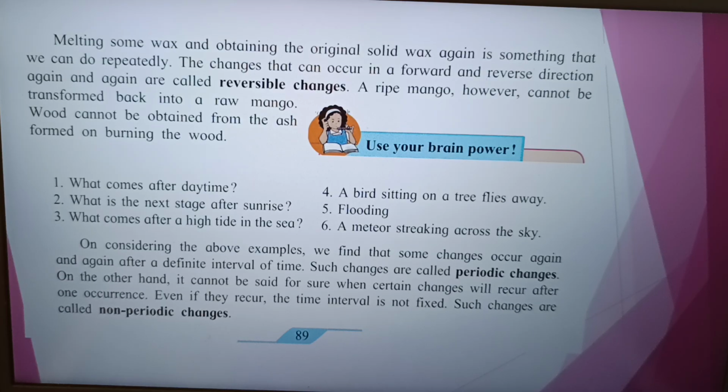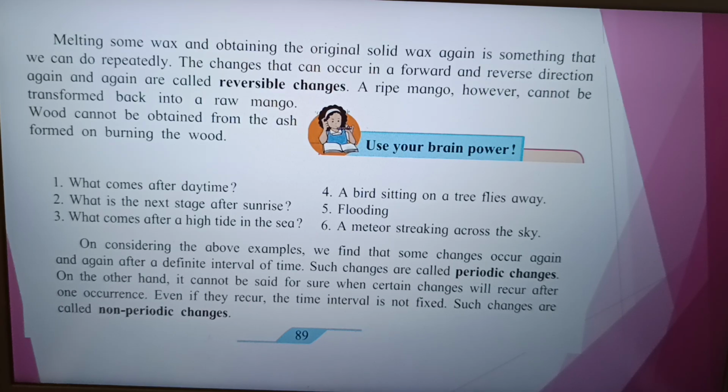So you have heated the solid wax in a pan, yes, and once you stop heating and bring it back to its normal temperature, the wax in the pan will solidify, right? Yes or no? It will turn into solid form again. So such type of change that can be reversed is called reversible change.